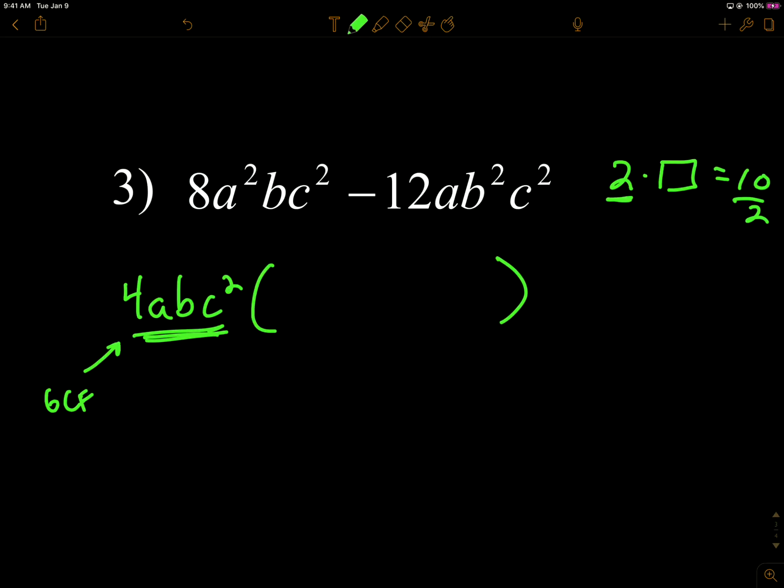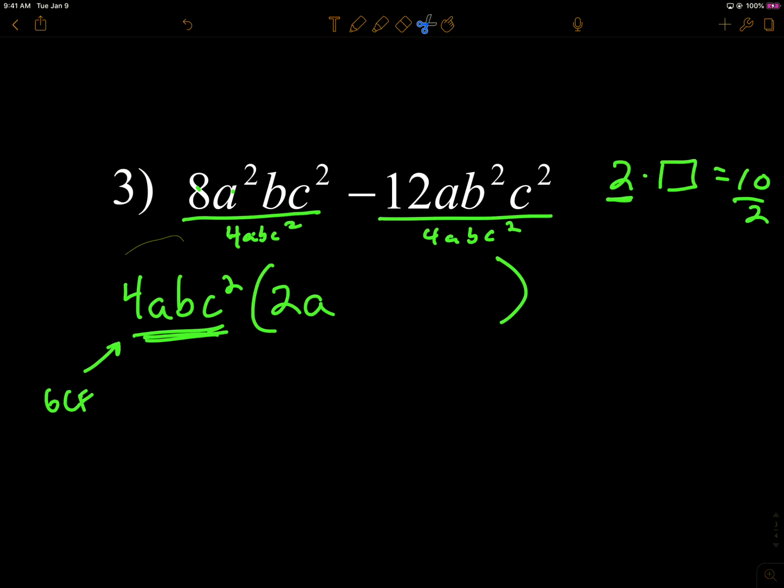So I'm going to divide 8a squared b c squared by 4abc squared. That's the common factor. 8 divided by 4 is 2. A squared divided by a is a. B divided by b is 1. They actually cancel out and there's no b's left. And then c squared divided by c squared is also 1. They cancel out. Now I'm going to divide the next term by the common factor, 4abc squared.